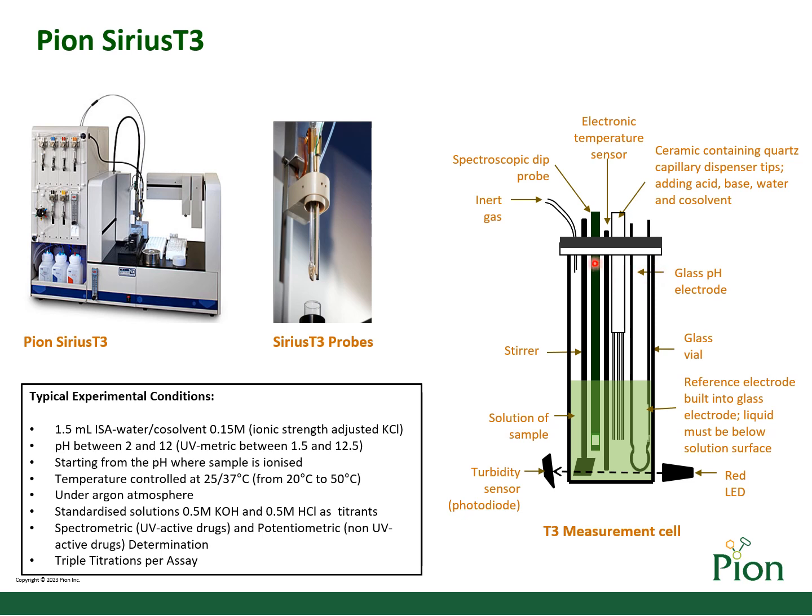A spectroscopy probe collects the UV signal, allowing the instrument to use 2 techniques: the spectroscopic technique for UV active compounds and the potentiometric technique for the non-UV active compounds. There is also a stirrer and a turbidity sensor to detect precipitation. The determinations are performed under argon or nitrogen atmosphere to prevent the absorption of carbon dioxide into the solution.